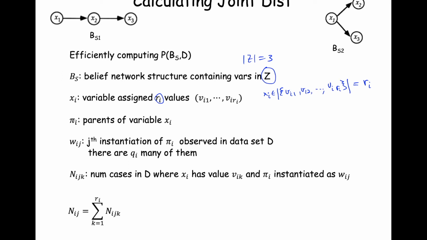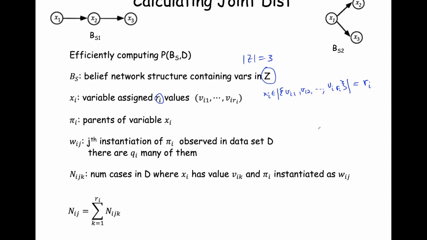Now we also have pi i. Pi i is the set of parents of variable xi. Now, of course, pi i is going to have an upper bound. Either a variable has no parents, that means it's a root node, or a variable can have n minus 1 parents. It has n minus 1 parents if all of the other nodes are parents of that single variable.